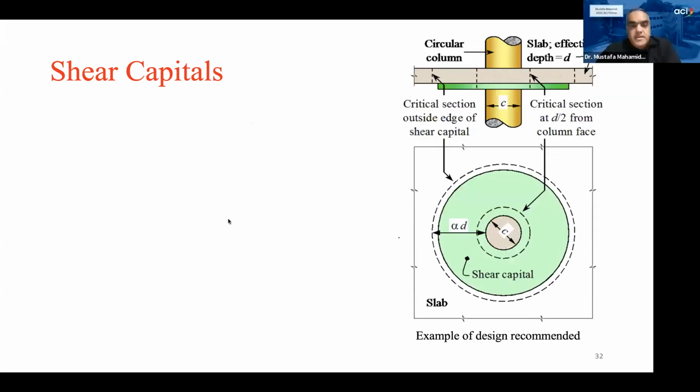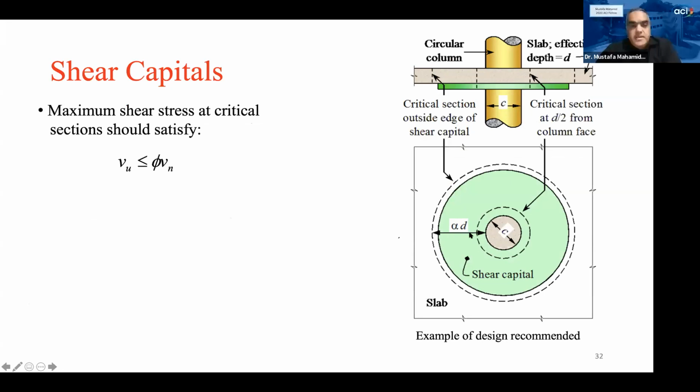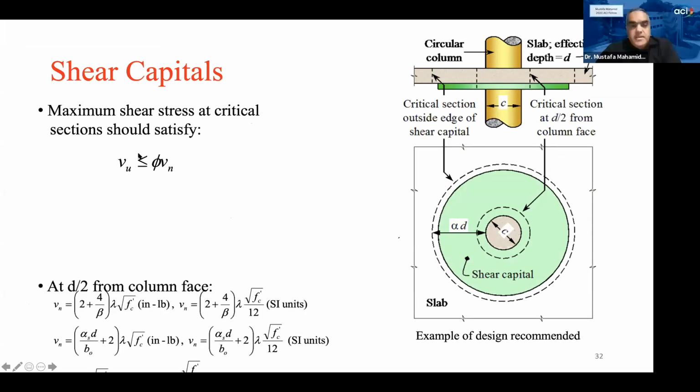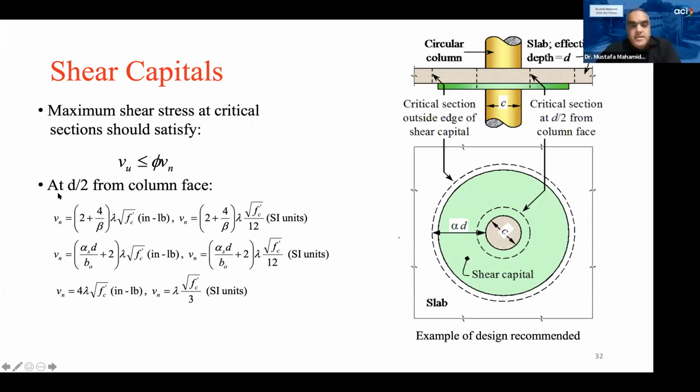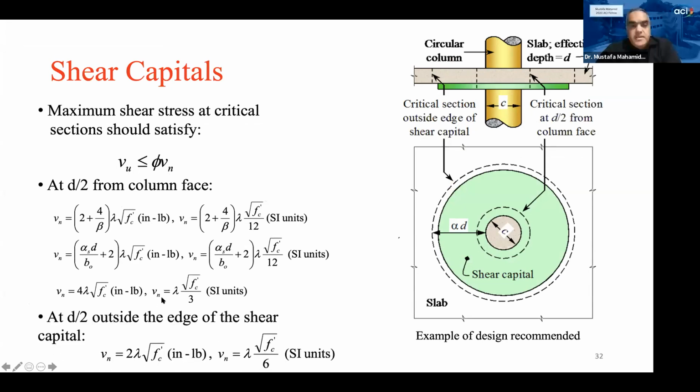Okay, so this shows how we can deal with this. That's a shear capital, and then we calculate the capacity at a distance equal to alpha times d, the effective depth, from the column face. The maximum shear stress should be less than or equal to the nominal design capacity. Then at d over 2 from the face of the column, that's the dashed line, the shear strength should be the smallest of any of these, which is the same that we used before. Then outside the capital should be the beam shear value, which is 2 times lambda square root f prime c, that we all know from beam design.